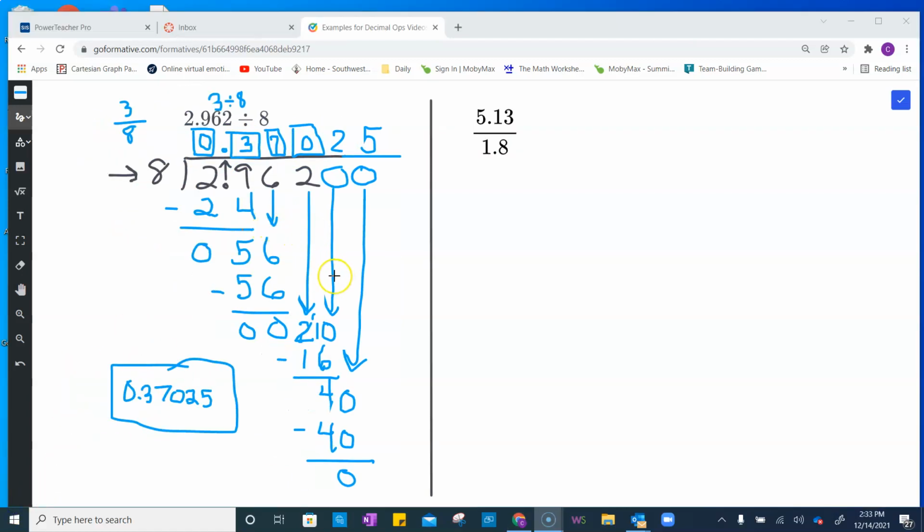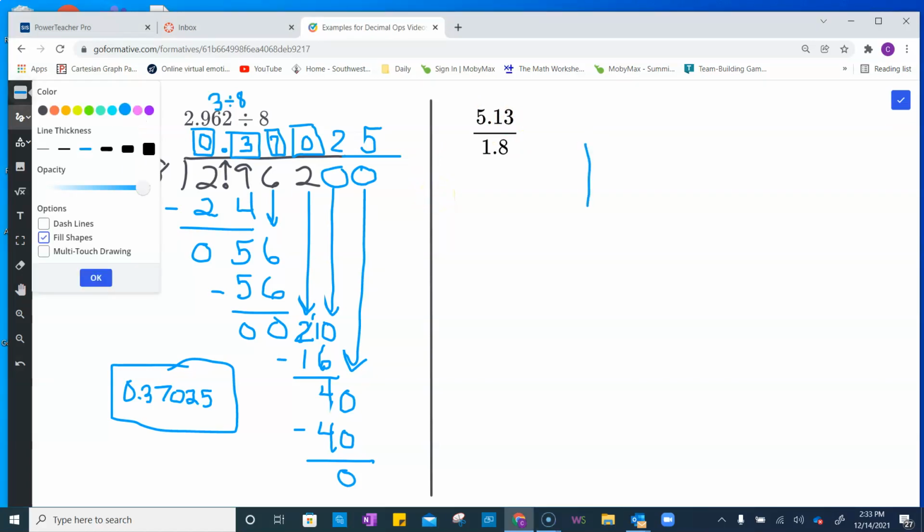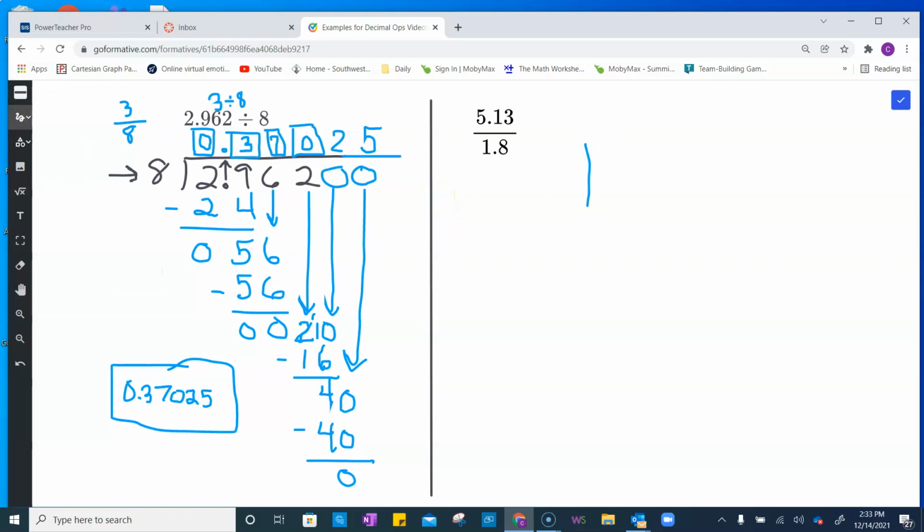All right, so in this next example, we have a fraction, and it is an improper fraction. The top number is bigger than the bottom number. It's 5.13 divided by 1.8. So I'm expecting to get an answer that's bigger than 1. So I need to set up my division problem. And what you'll notice on this problem that is a little different than our last problem is we're not dividing by a whole number in this problem. We're dividing by a decimal.